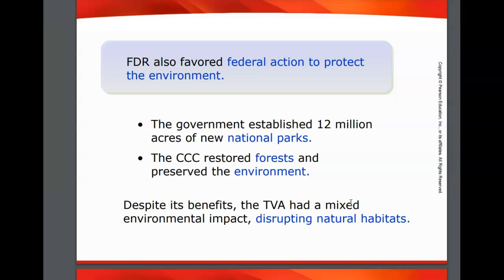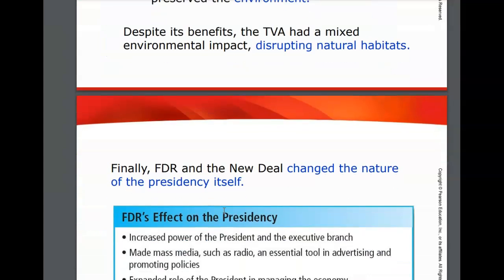And despite its benefits, the Tennessee Valley Authority, the TVA, had some mixed environmental impact. Remember, the TVA was the huge hydroelectric power plant and dam building project in the southeastern part of the United States that to this day still generates hydroelectric electricity to a huge chunk of the southeastern part of the United States. So that had some mixed reviews in terms of environmental benefits. But there were some environmental benefits as part of the New Deal.